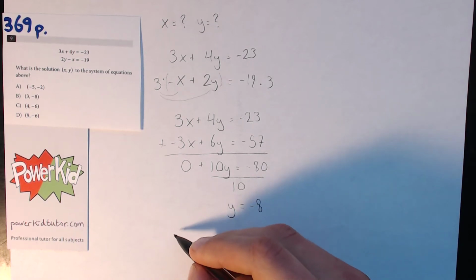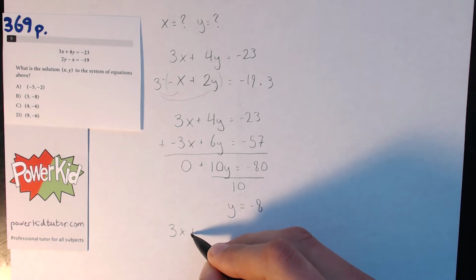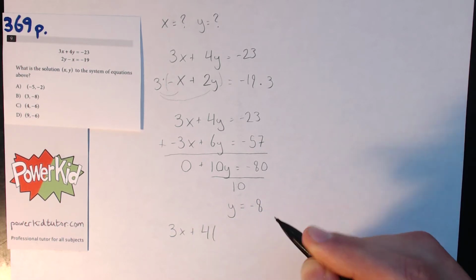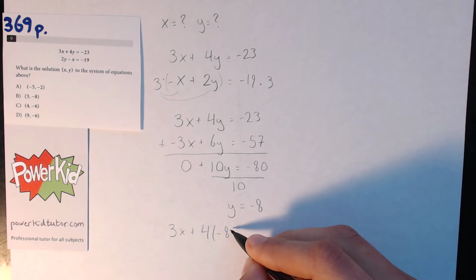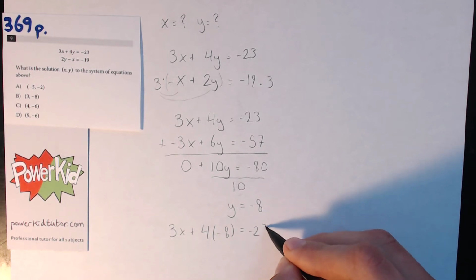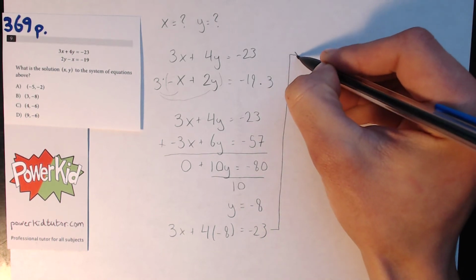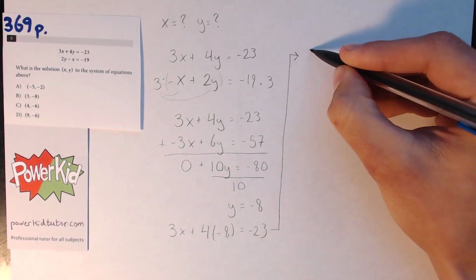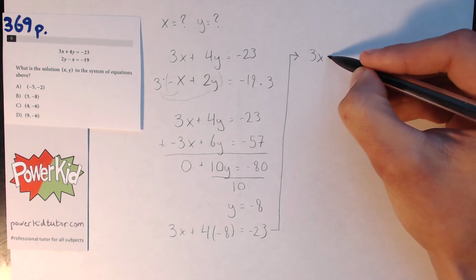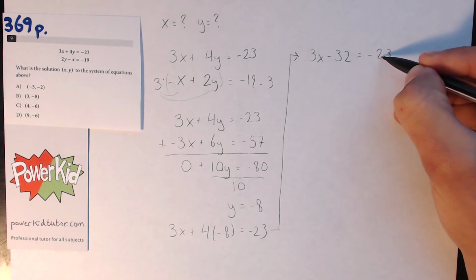To get the x, all you do is substitute in the y. So I'll just do 3x plus 4 times negative 8. And you could have substituted this negative 8 into either equation. equals negative 23. I'm going to continue this up here so we can all see what's going on. And that gets us 3x minus 32 equals negative 23.